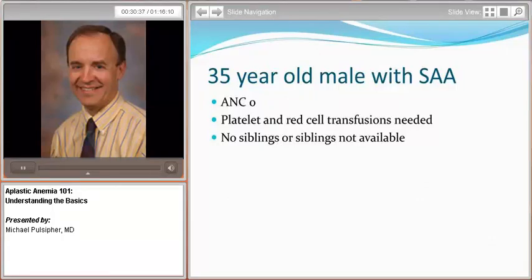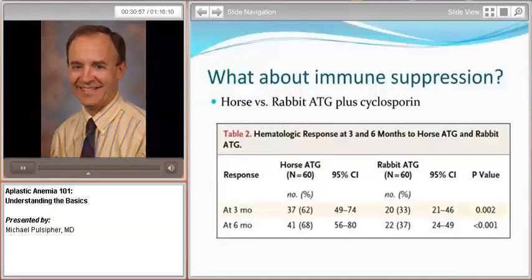Here's another case for you to look at. You have a 35-year-old male who has severe aplastic anemia. He has an ANC of 0. He needs both platelet and red cell transfusions, so he falls into the very severe category. He has no siblings, or his siblings are not available. So this patient clearly, without even thinking, needs to have intense therapy with immune suppression. ATG and cyclosporin have been shown very carefully to be the correct therapy.